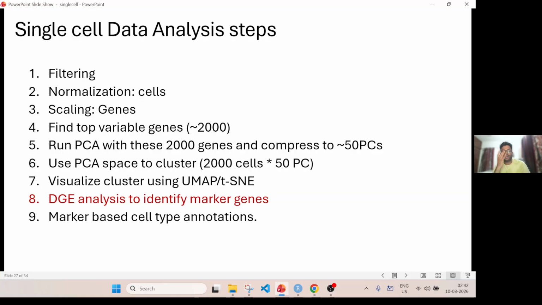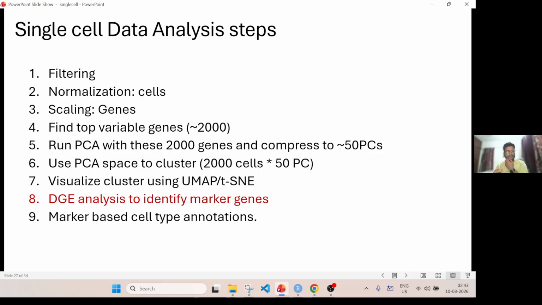That's the reason we don't usually compare each cluster with every other cluster one by one. Instead, we take the first cluster and compare it versus all the rest of the clusters as one group. Let's say you're taking cluster number 1, that means the other group will be 2, 3, 4, 5, 6, 7, 8, 9, 10. Now you do the comparison of this group versus the rest, and whatever differential genes you find are the marker genes that differentiate this cluster from all the others.